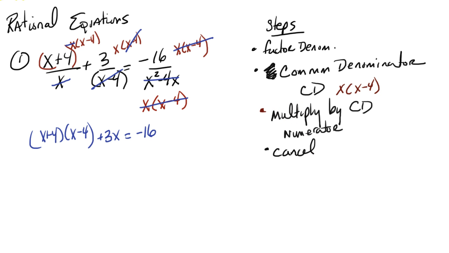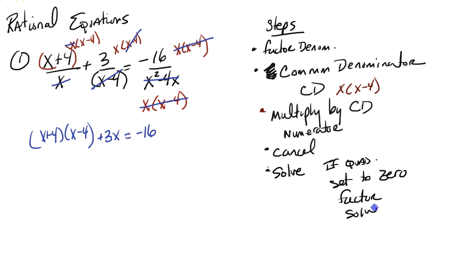Now the final steps: we cancel, and now we're going to solve. If it's a quadratic, we set it to 0, factor, and solve. So now it's a quadratic. Now I have to set it to 0. So what I've got to do is FOIL this out. I'm going to multiply it out.